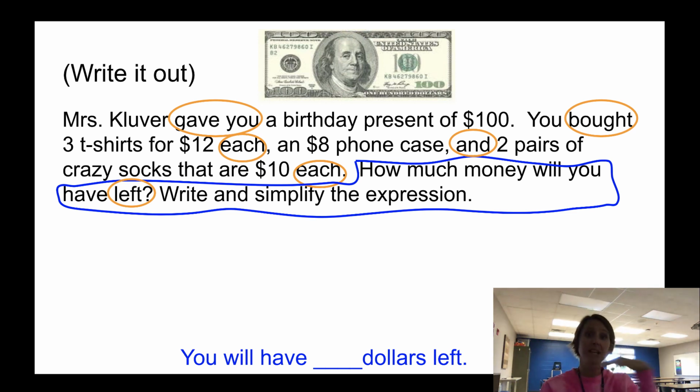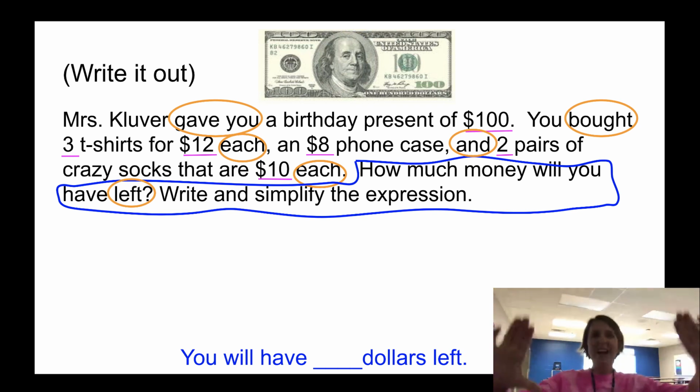Let's go through and identify those key numbers by underlining them. Go line by line. $100 is what you're given, so it's what you have, your total. You bought 3 t-shirts for $12 each. That's going to be important, right? The 3 and the 12 are going to go together to tell me how much money I've spent on the t-shirts. $8, I've got to take that away too. 2 pairs of crazy socks that are $10 each. I need to know how many crazy socks I bought, right?